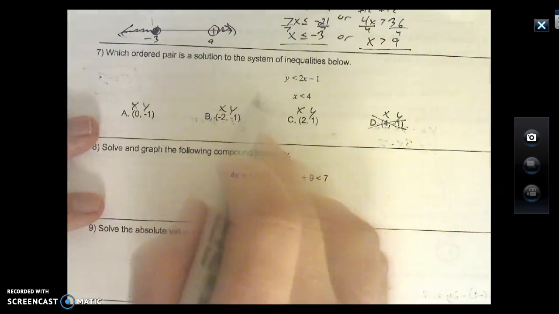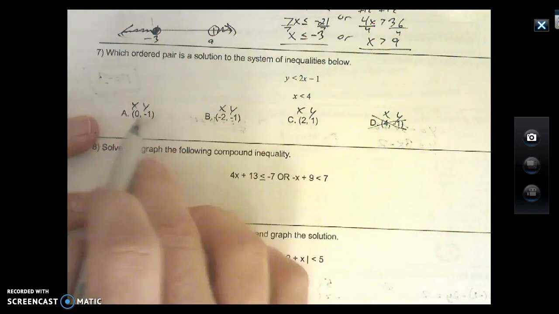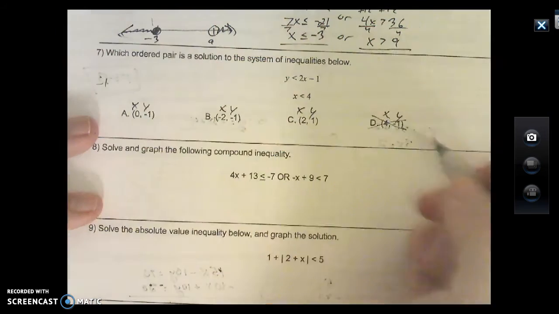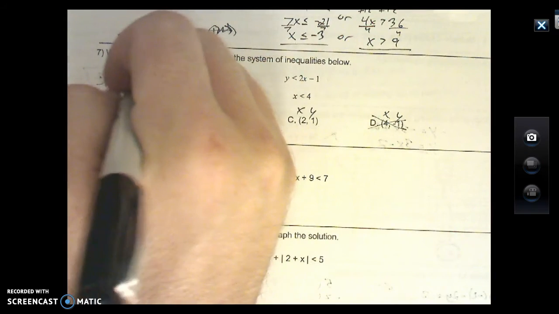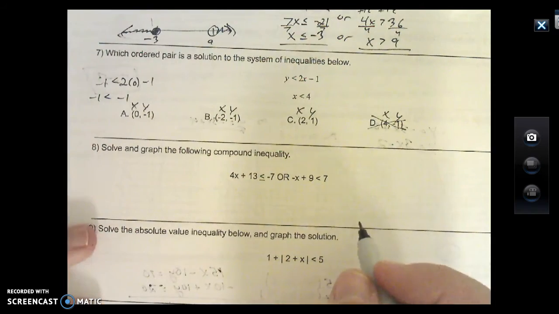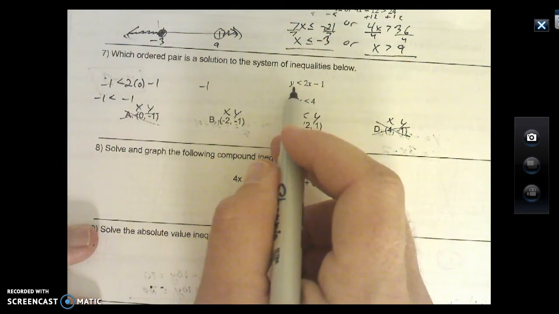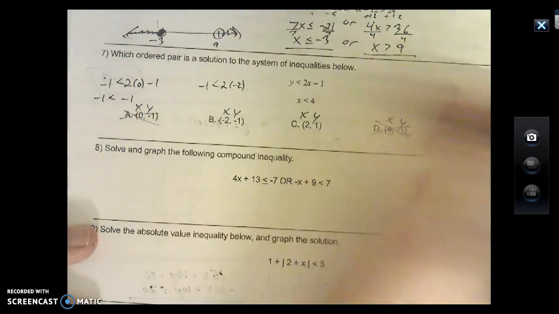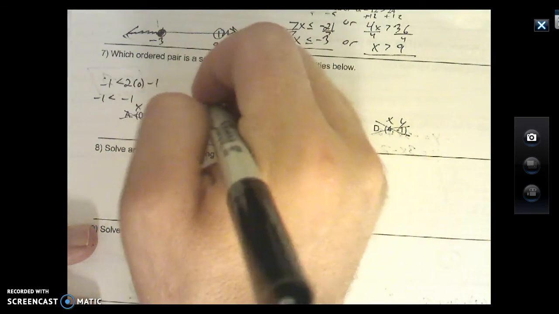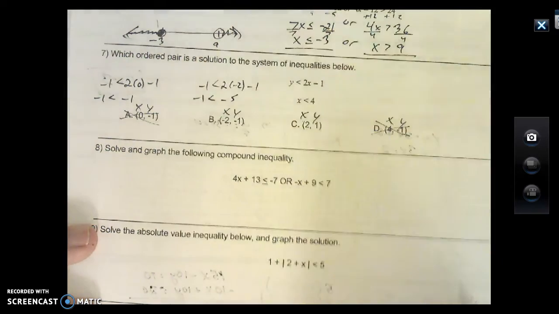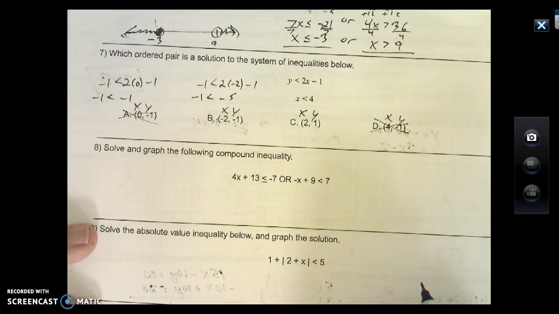Down to these three. Now I'm only looking at the top one. Negative 1 goes in for y. Negative 1 is less than 2 times 0 minus 1. Is negative 1 less than negative 1? No, it's equal to it. Next one. Plugging in the y. Negative 1 is less than 2 times negative 2 minus 1, which is negative 5. Is that true? No. Negative 1 is greater than negative 5.